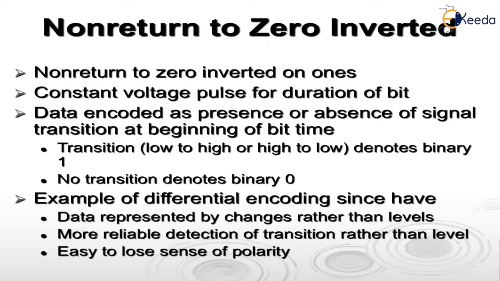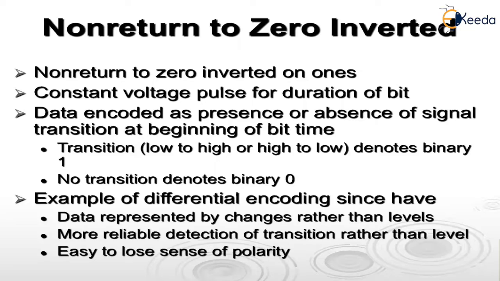Non-return to zero inverted is a variation of NRZ. As with NRZ-L, NRZ-I maintains a constant voltage pulse for the duration of the bit time. The data bits are encoded as a presence or absence of signal transition at the beginning of the bit time. A transition, low to high or high to low, at the beginning of the bit time denotes a binary 1. No transition indicates the binary 0. NRZ-I is an example of differential encoding.